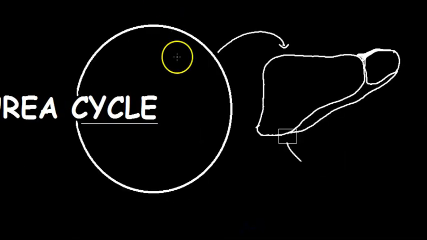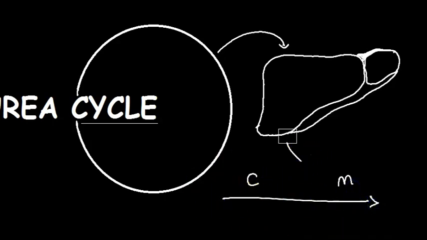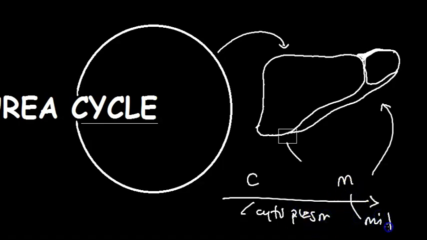To make things easier for you, feel free to grab your pen at this point and write CM. Notice that alphabetically, the letter C comes before the letter M. Now relating this to the urea cycle, C stands for cytoplasm and M stands for mitochondria. Part of the urea cycle takes place in the cytoplasm, while the other part takes place in the mitochondria of liver cells. Imagine this is our liver cell.